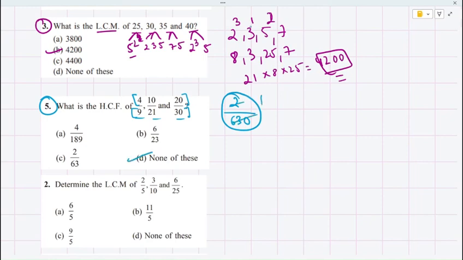So the answer here will be none of the above. So it will be 3, then it will be 1 and then 5. So it will be 1 upon 315.